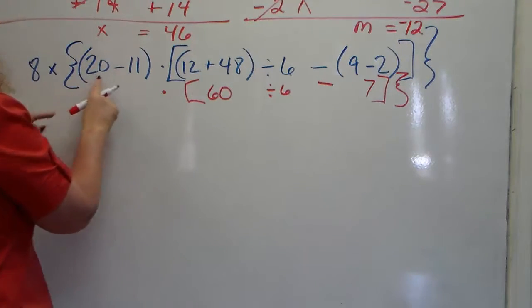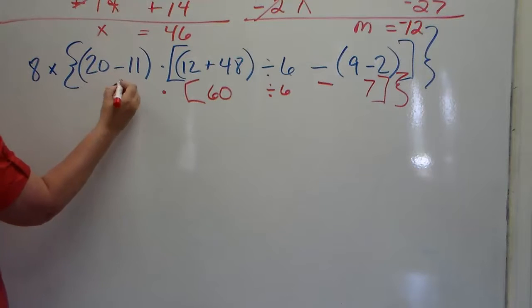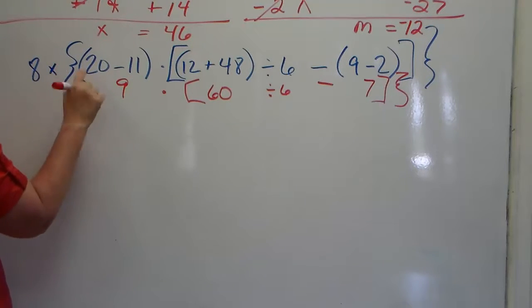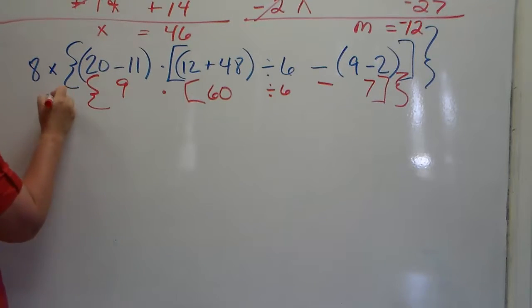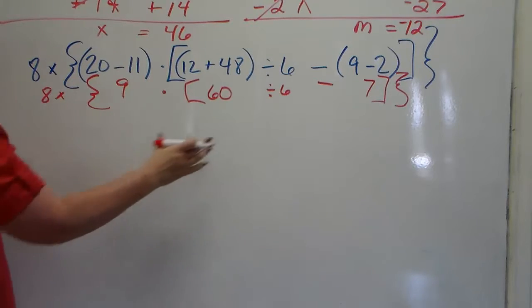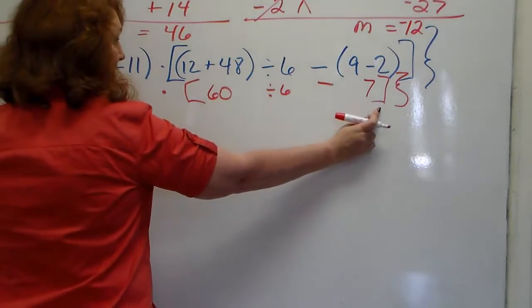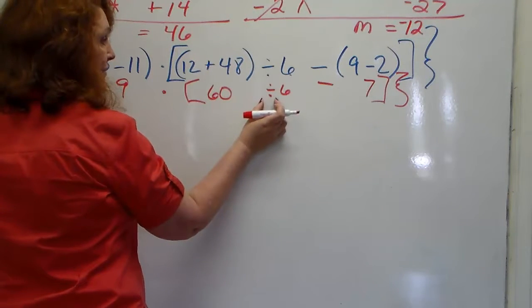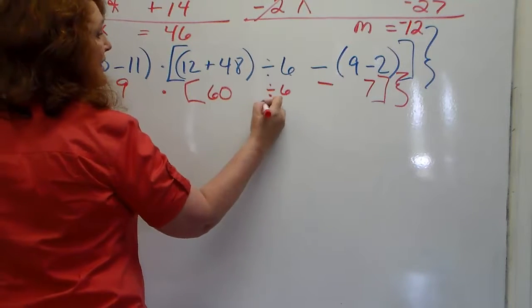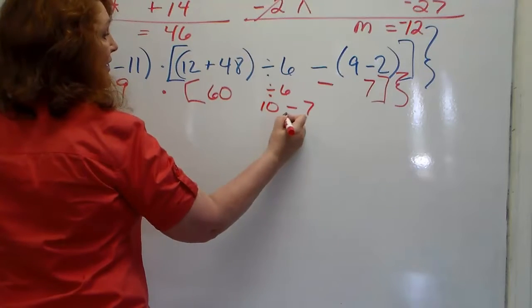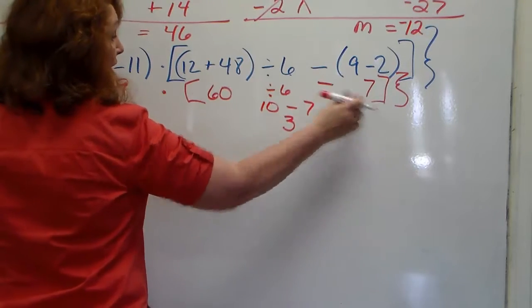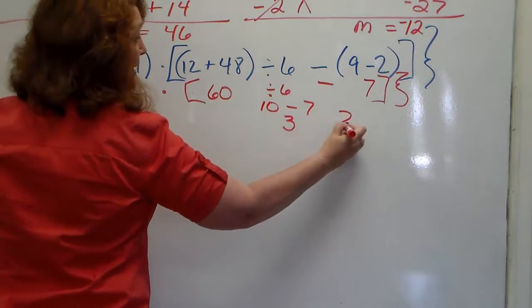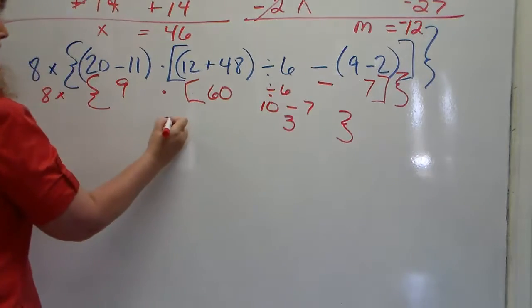This set of parentheses, 20 minus 11 is 9. Done with this set of parentheses, bringing down the brackets and the times 8 on the outside. Now I'm going to do this set. And I've got a division and a subtraction. So I'm going to do the division first. 60 divided by 6 is 10, minus 7, which is 3. Done with the brackets, I'm going to bring down my braces.